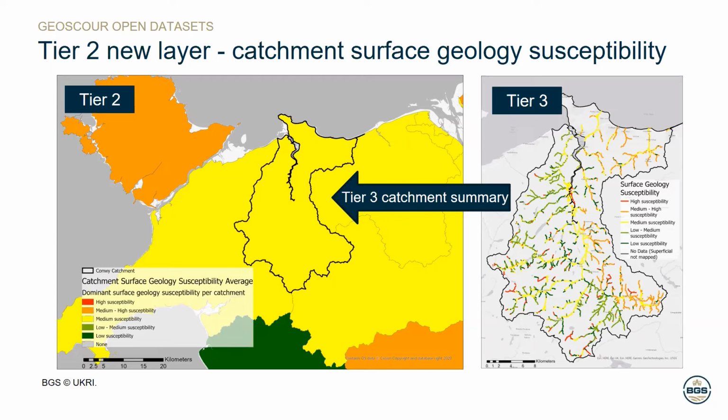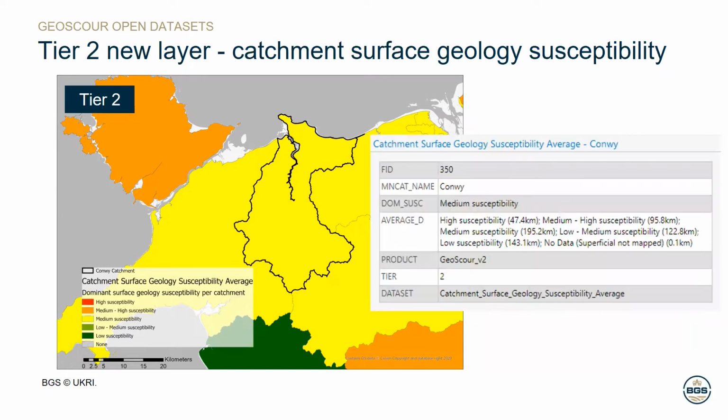Taking the example of the average case surface geology susceptibility for the Conway catchment in North Wales, the Tier 3 data is shown on the left and has attributed every river reach with the susceptibility class based off the geology that it intersects. The susceptibility network is summarized into a catchment polygon, which displays the dominant susceptibility class, shown here to be medium, as indicated in yellow. This layer also provides the lengths of river which fall into the susceptibility class per catchment, as you can see on the attribute table on the right.